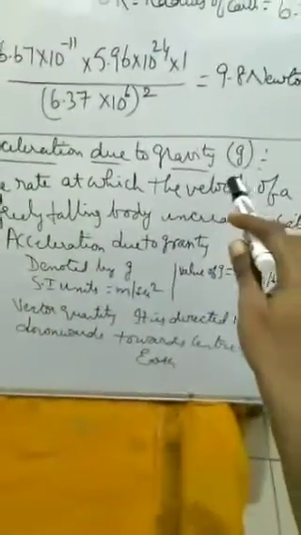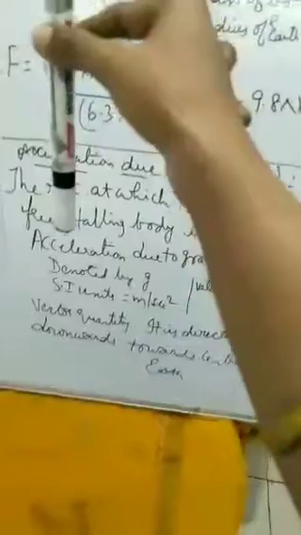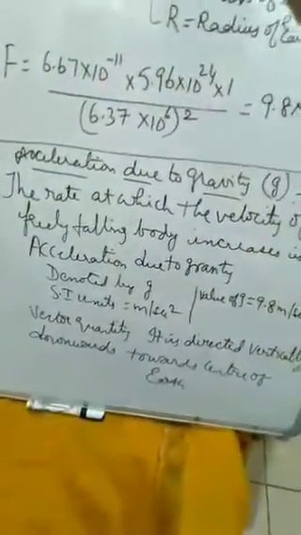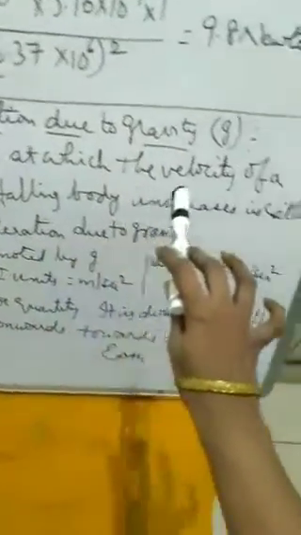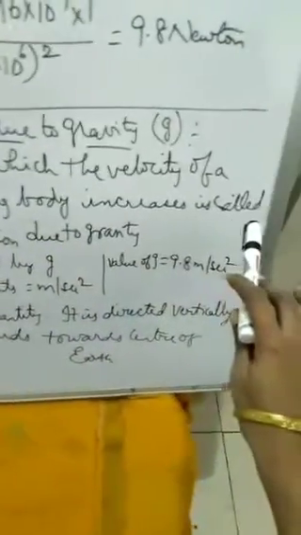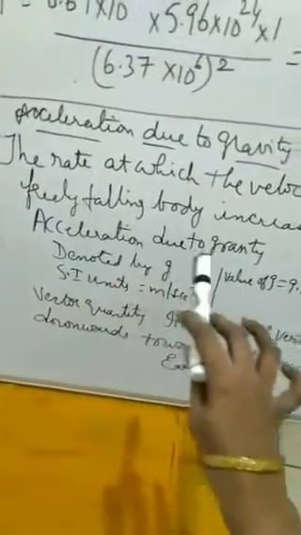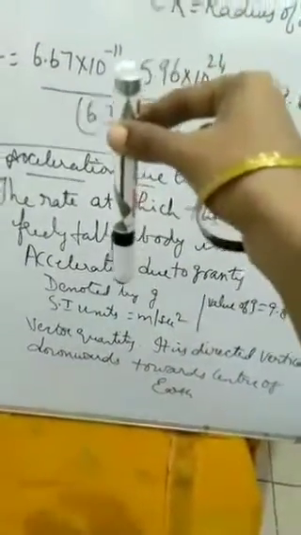Concept: acceleration due to gravity. Acceleration means increasing speed. Here I have a pen in my hand. If I leave it, what will happen? Automatically it will fall down, because the earth is pulling it down. The force of the earth is pulling it down. So the rate at which the velocity of a freely falling body increases is called acceleration due to gravity. Here, when I have caught it in my hand, it is at rest.